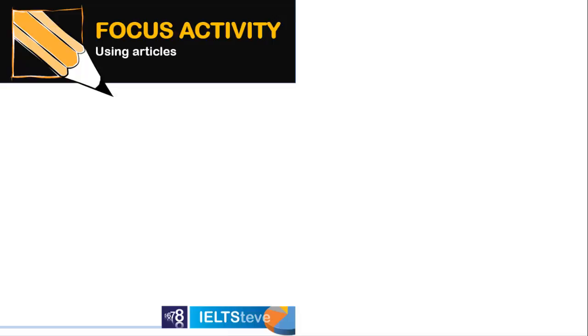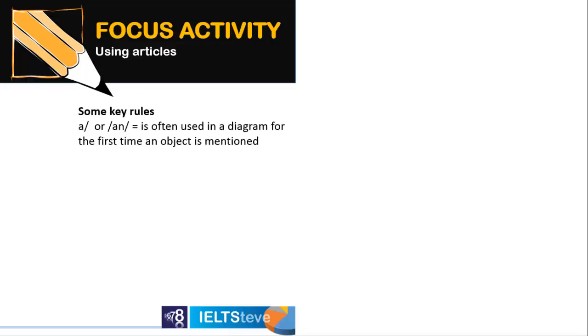So we need to have a little focus activity here, because a lot of candidates are confused. I get lots of questions about how to use articles. And the truth is, they're very complicated in English. There's lots of exceptions. But some of the key rules relating to task 1 writing are these things. There are far more rules than I'm going to show you now, but here's some basic rules.